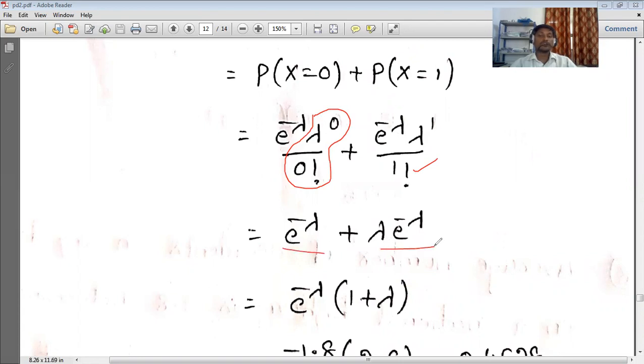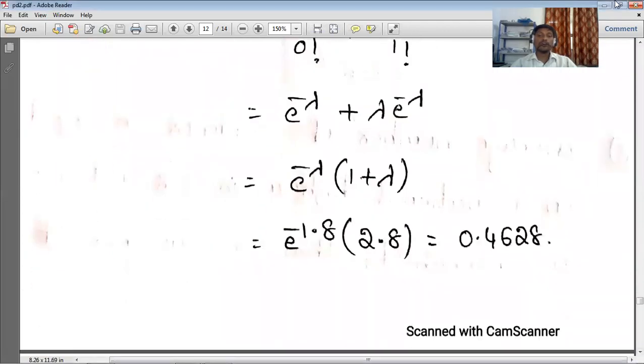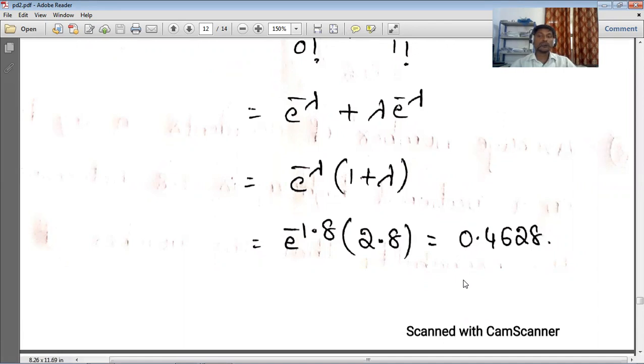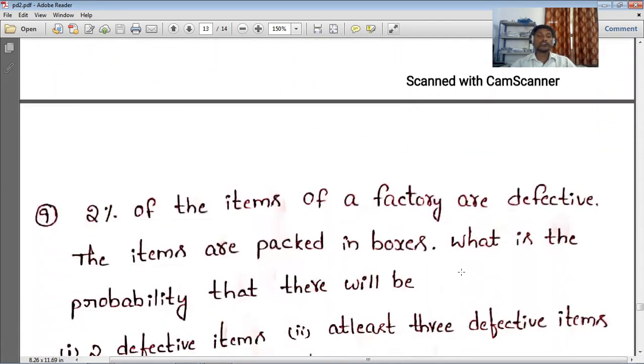In these two terms, which one is the common one? E power minus lambda is the common one. That one we took common here, and after taking common, what do we have remaining? 1 plus lambda. And lambda is given, simply we have to substitute in place of lambda as 1.8. So this value we have to substitute and then simplify. So here it is, e power minus 1.8 into 1 plus 1.8, that is 2.8, which is equal to 0.4628.